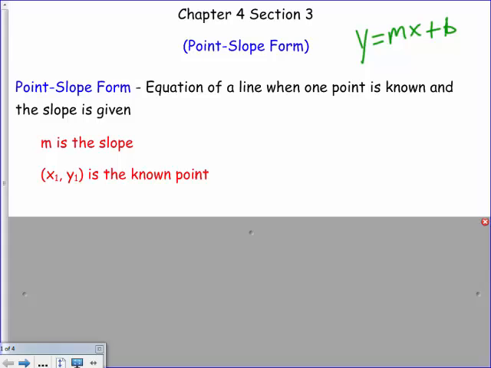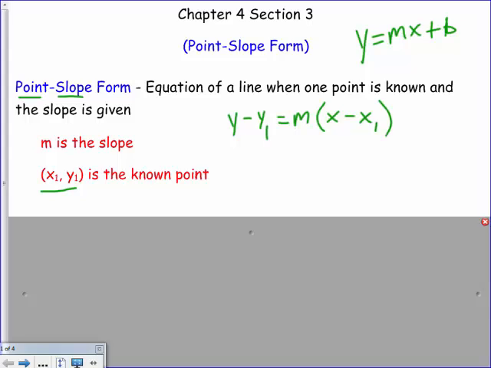And guess when we would use this? Well, yeah, when you know a point and you know the slope. So it's an equation of a line when one point is known and the slope is given. So we're going to use m for the slope, just like always. And then we're going to use x1, y1 for the point that is known, the point that's given. So here's our point-slope form. It is y minus y1 equals m times x minus x1.